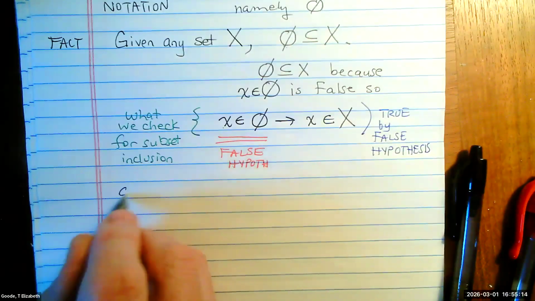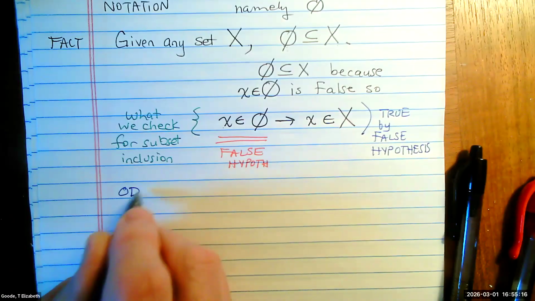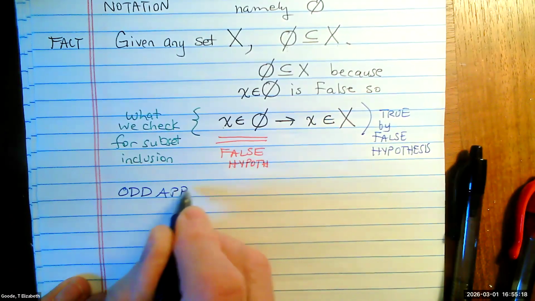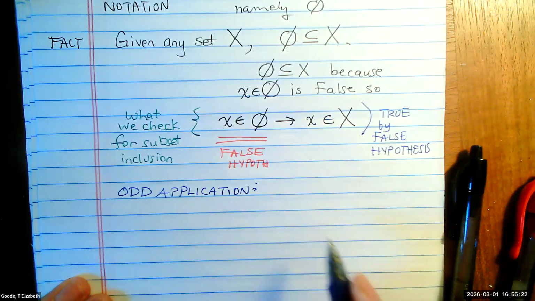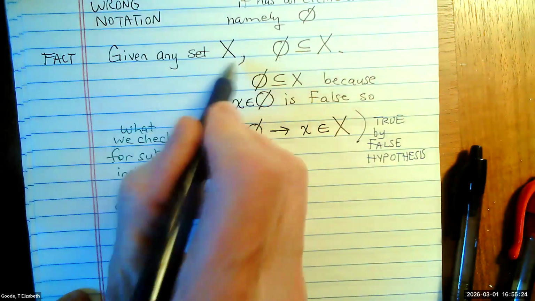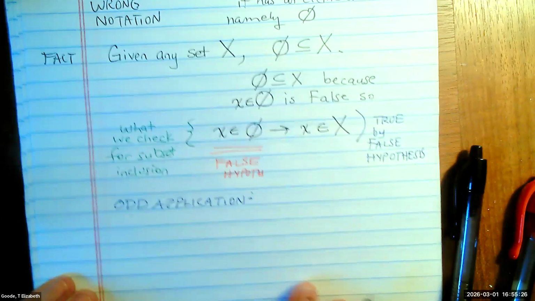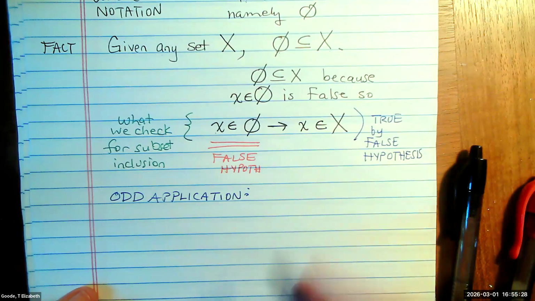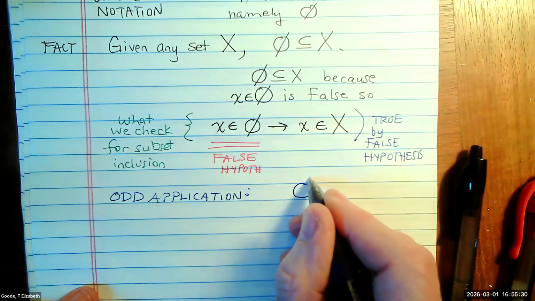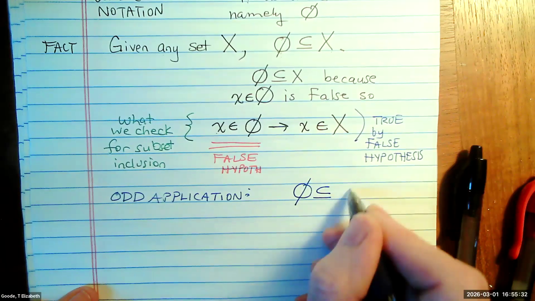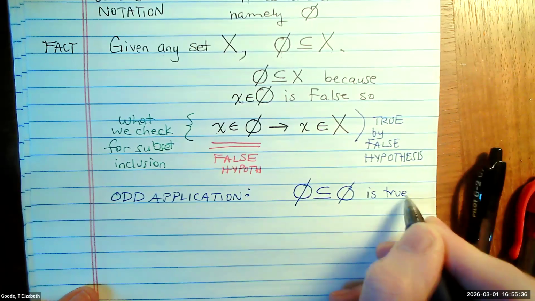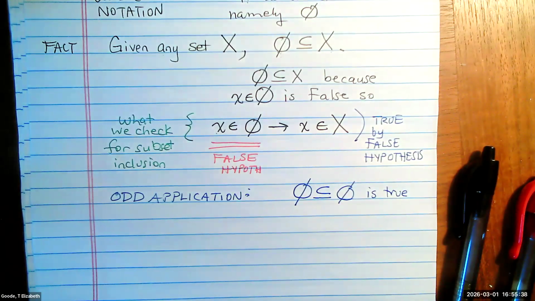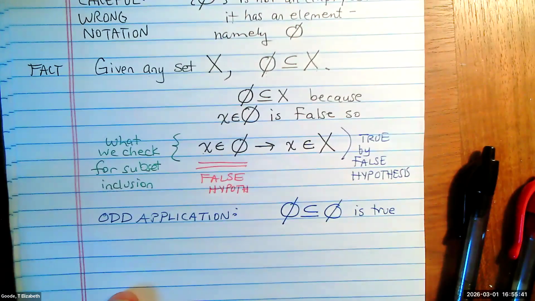So here's a sort of odd application of the fact that the empty set is a subset of any set X. We didn't say anything special about this set X. It's just a set. It could be the empty set. The empty set is a subset of the empty set. That is true. The empty set is a subset of every set. Does that help?